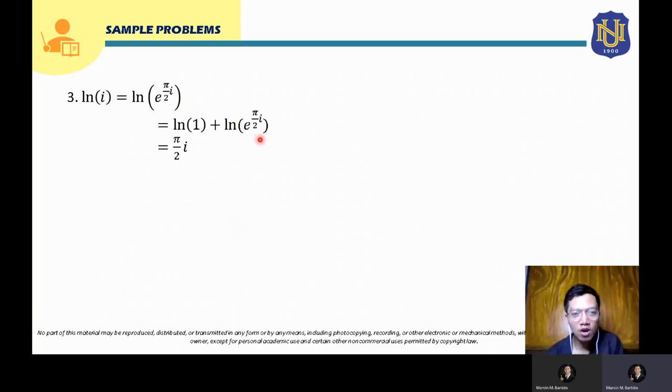Now, for ln of e raised to pi over 2i, we can bring the pi over 2i down right beside ln e. And we know that ln e is 1. So the value for this will just be pi over 2i. That will be the value of ln i. It is equivalent to pi over 2i.